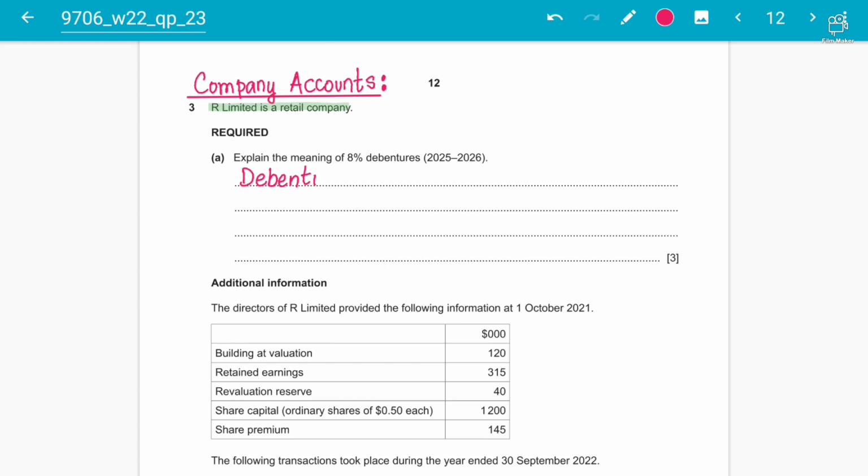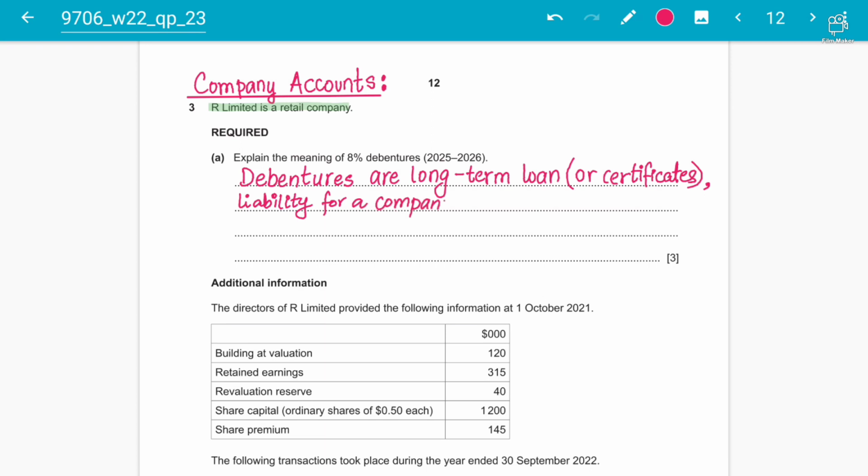You can mention that debentures are long-term liabilities, a long-term loan, usually for a long-term period. Debentures are long-term loans, also called certificates. That's a long-term loan liability for a company, and it is used for financing purposes.